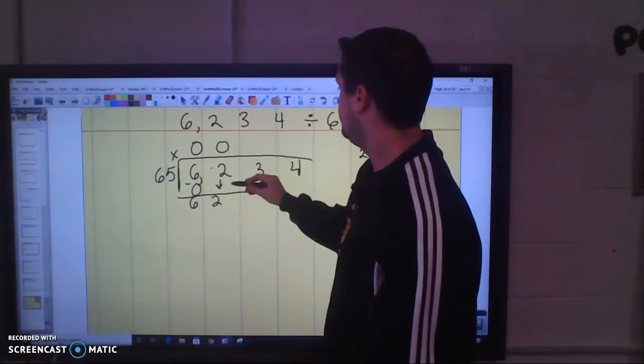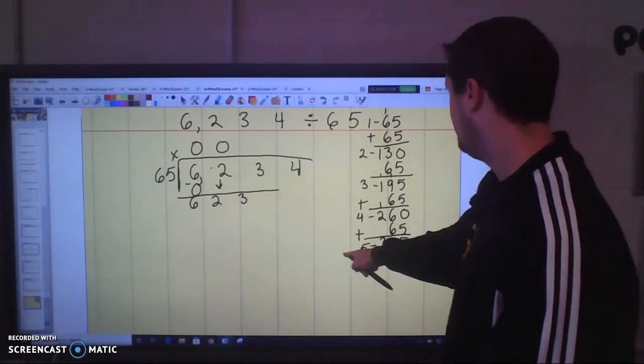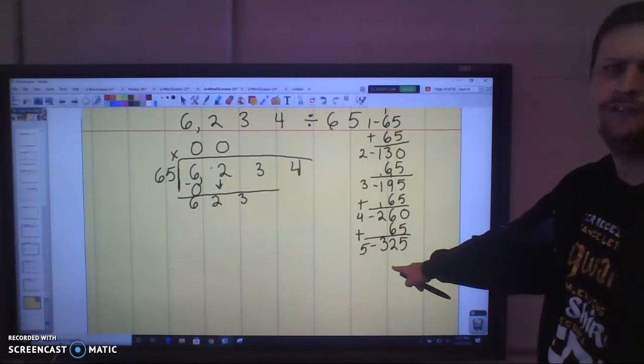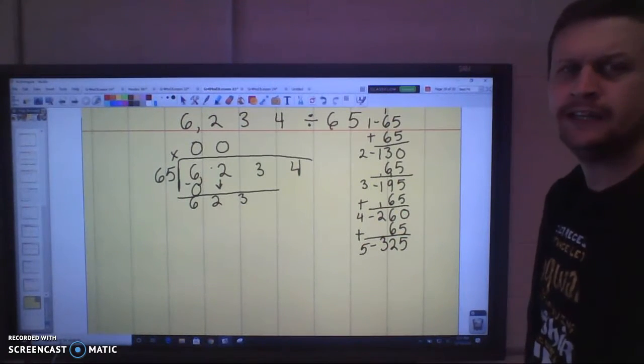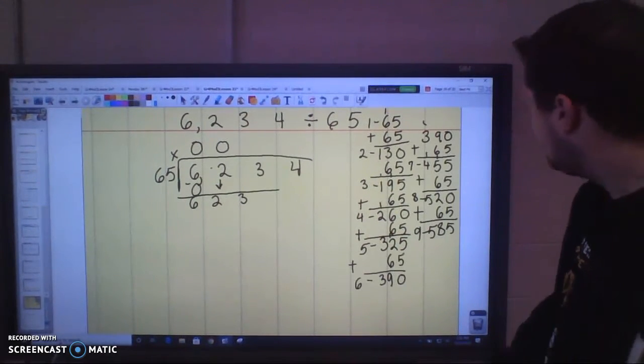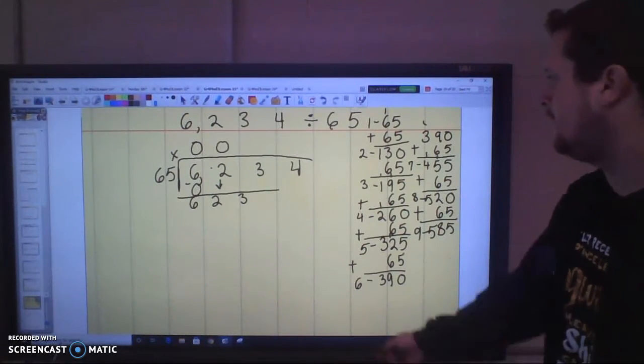So we had that, bring down our 3. So now we're looking at 623. Right now we're only at 325. So I'm going to add some more multiples in a second, and then we're going to see what we need to get to. All right, so I had to go all the way to my 9th multiple to get my closest number without going over.